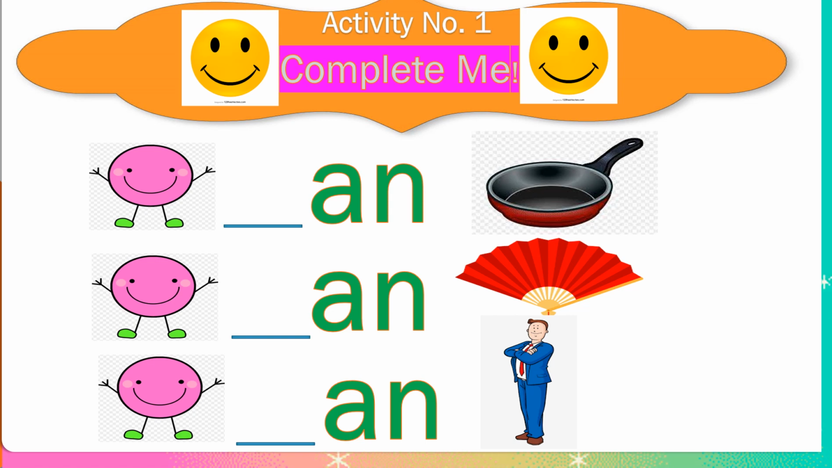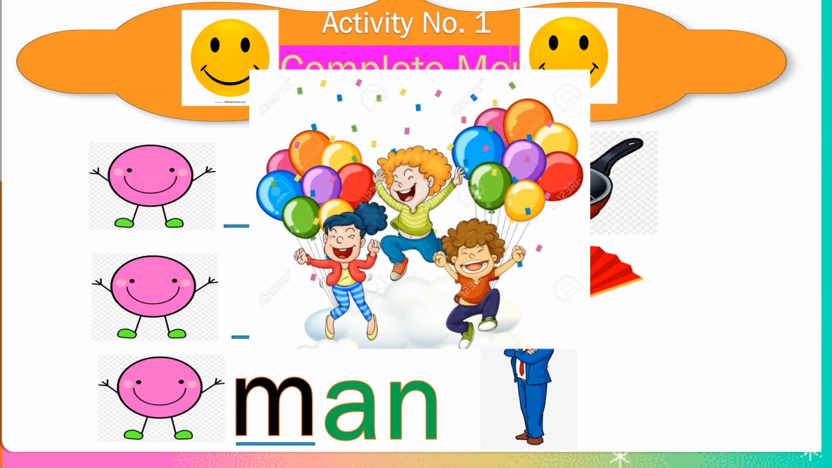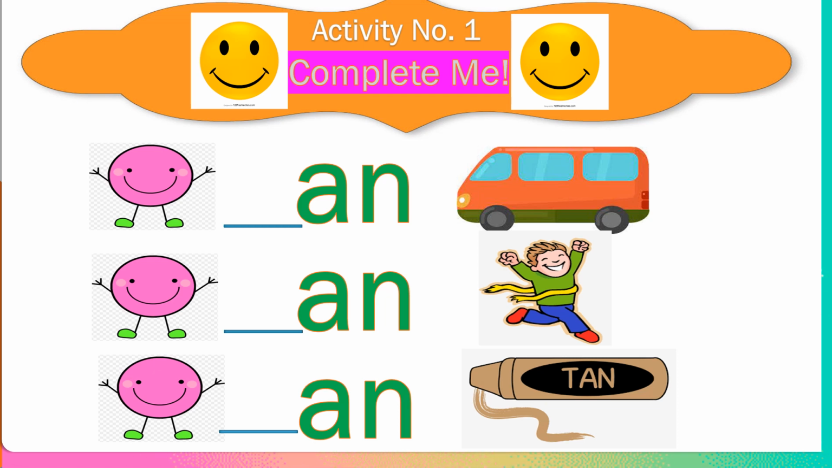Let's continue the activity. Do it now, children. Let's see the answers. Got it all, children? And for the last part of our activity number 1, start it, kids. And let's see the answers. I believe you got the perfect score.